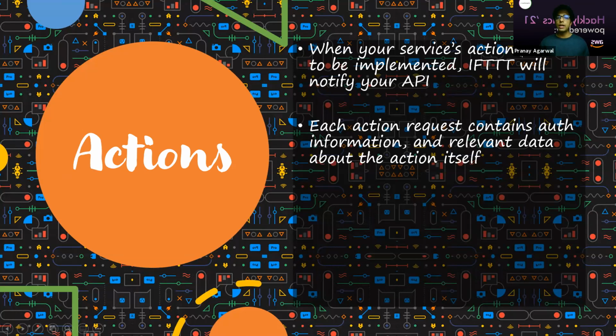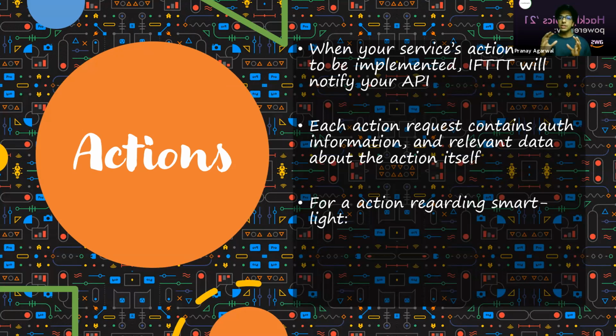Each action also has to come with some data about it. Authentication information is one, and then you also have to send relevant data about the action that you want to do itself. So let's look at an example here. Let's say I have an IoT company, and I've made a service that has one action on it, which is something to do with a smart light. So maybe in the chat, what information do you think would be relevant here for your service to know when IFTTT says, hey, I want something to be done to this light?